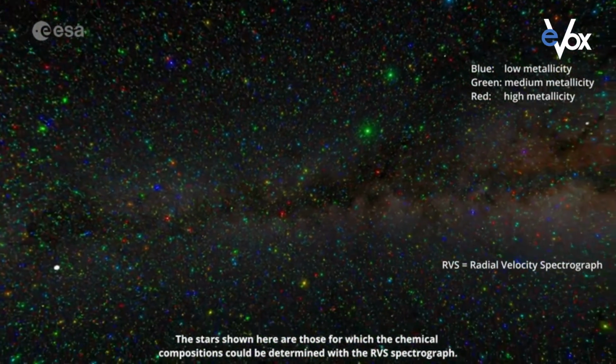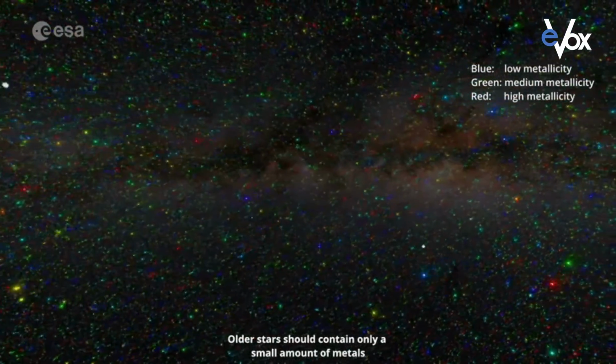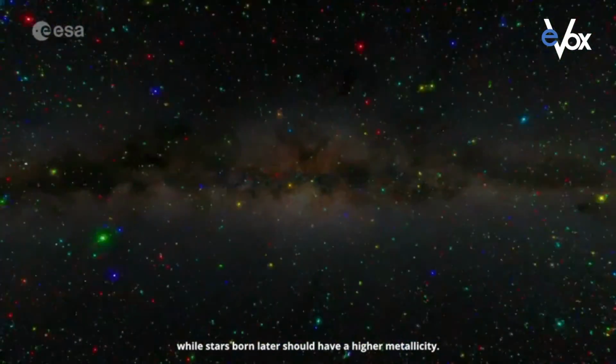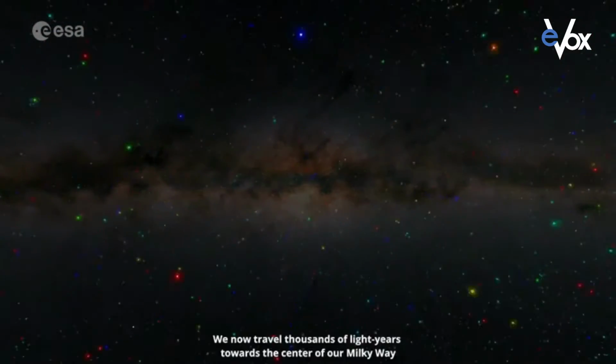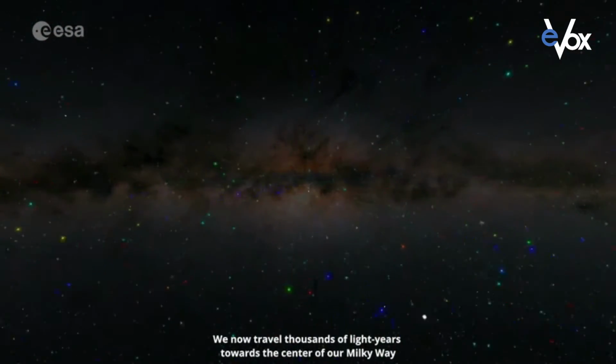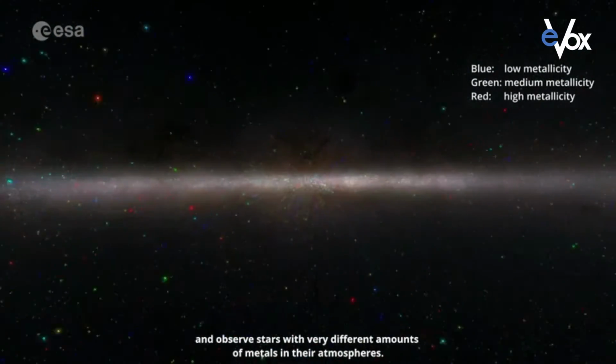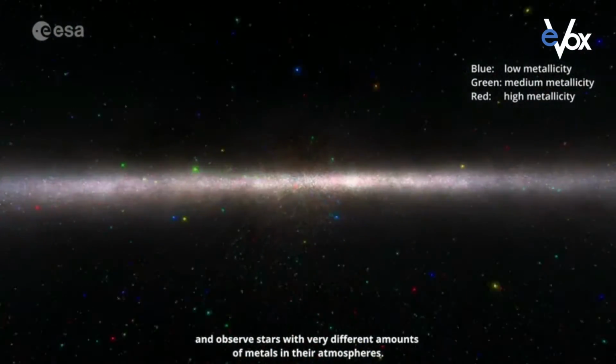RVS spectrograph. Older stars should contain only a small amount of metals, while stars born later should have a higher metallicity. We now travel thousands of light years towards the centre of our Milky Way and observe stars with very different amounts of metals in their atmospheres.